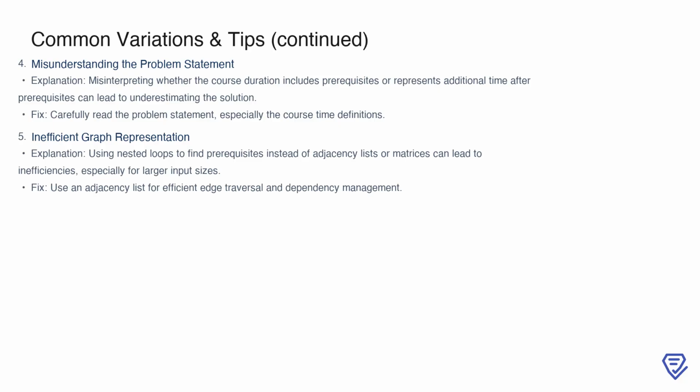Inefficient graph representation is another common issue. Using nested loops to find prerequisites, instead of leveraging adjacency lists or matrices, can make the solution highly inefficient, especially for larger inputs. The best practice here is to use an adjacency list, as it allows for efficient edge traversal and better management of dependencies.